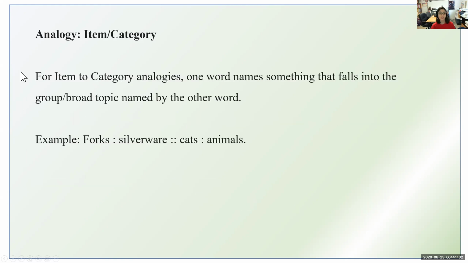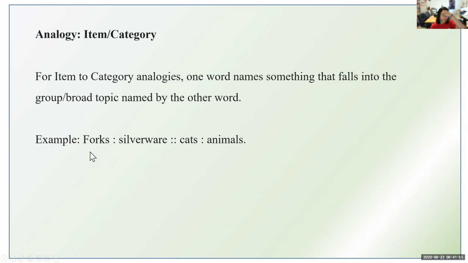Our last analogy that we'll discuss for this lesson is the item category analogy. For item to category analogies, one word names something that falls into the group or the broader topic that's named by the other word. So for example, forks are to silverware just as cats are to animals.